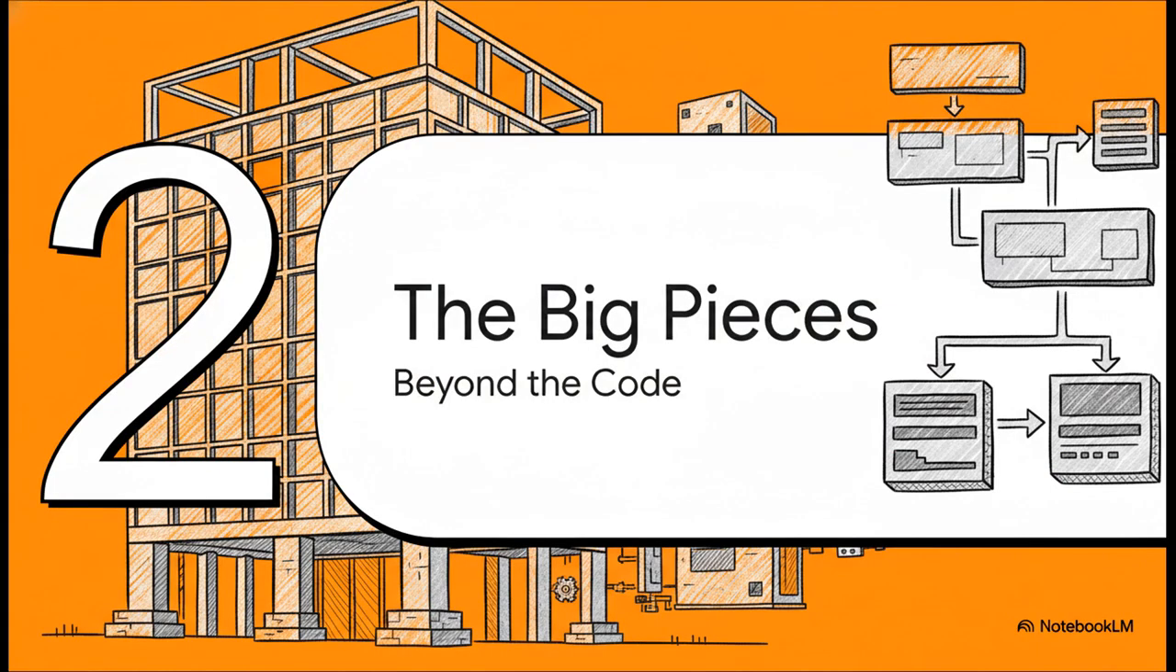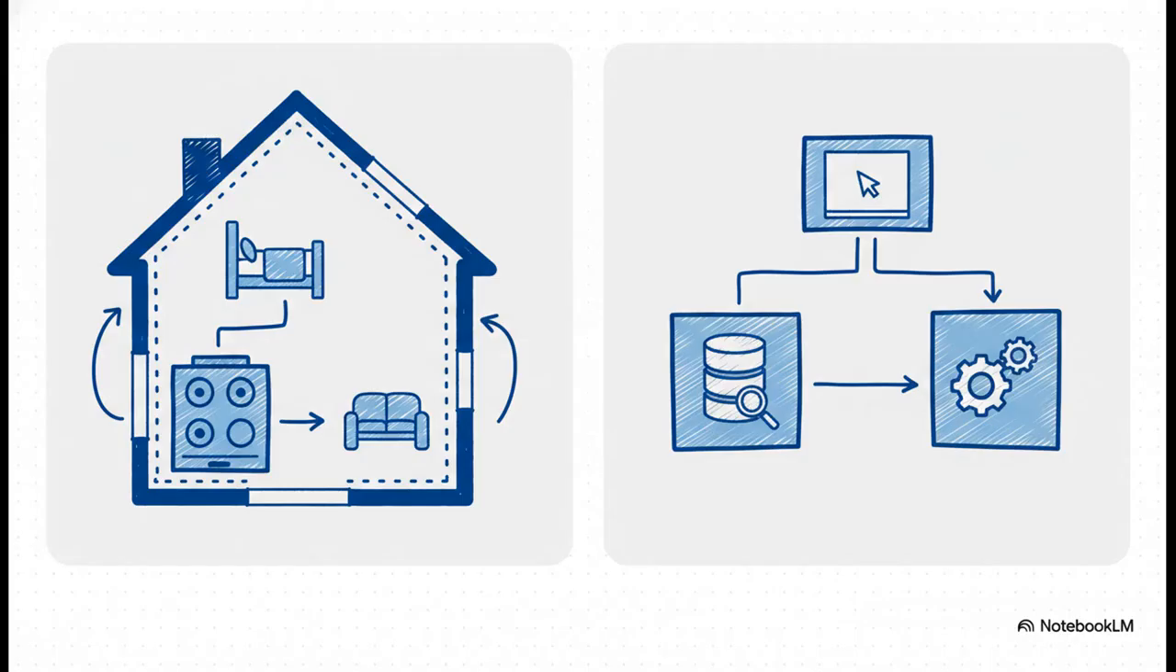So, what is this blueprint really about? Well, the first key idea is that architecture isn't concerned with the tiny details. It's about the big, structural components. This is a great way to think about it. In a house, you don't start by picking out doorknobs. You start by deciding on the rooms, the big pieces.